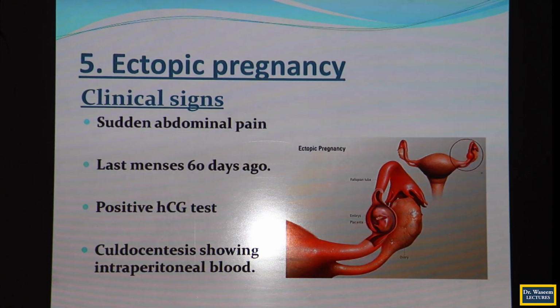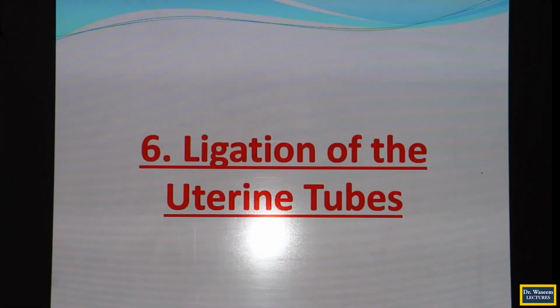This is a positive human chorionic gonadotropin hormone test. Via culdocentesis, if you take some fluid through the posterior fornix of the vagina from the pouch of Douglas, you will get peritoneal fluid, and there will be some hemorrhagic indication, intraperitoneal bleeding. So, this will indicate an ectopic pregnancy, and this can even be diagnosed through intravaginal ultrasound also.